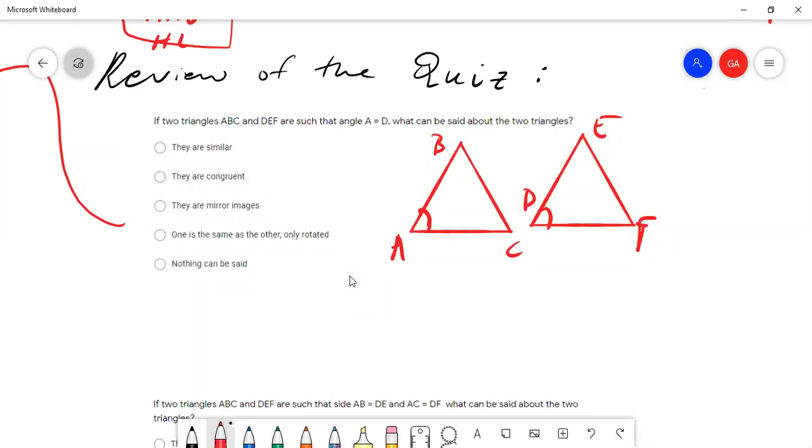It's like squares and rectangles, right? Every square is a rectangle, but not every rectangle is a square. Similarly, every congruent figure is also similar, but not every similar figure is congruent. So similarity is the more general criterion, and if things are not similar, they're certainly not congruent. For things to be mirror images of each other means they're congruent, so that's wrong. One is the same as the other, only rotated? That's the same thing as congruence. So the answer is nothing can be said.